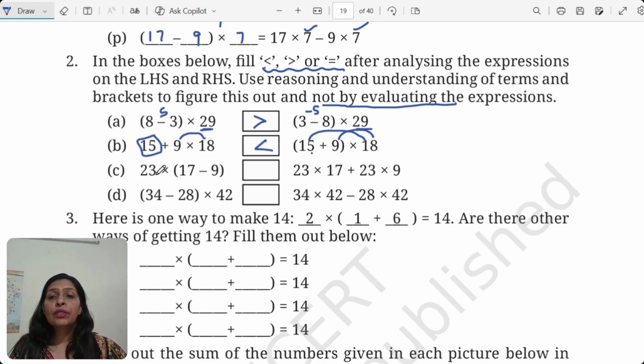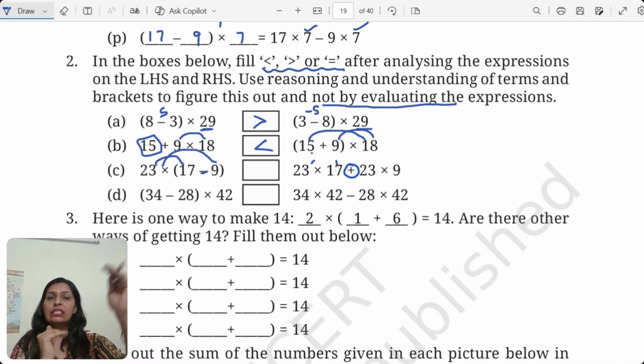C part, 23 multiplied by 17 minus 9. Just think of when I open the bracket, how it is going to be. 23 multiplied by 17 minus 23 multiplied by 9, whereas here it is 23 multiplied by 17 plus. So plus always increases the value, right? And hence RHS is bigger.